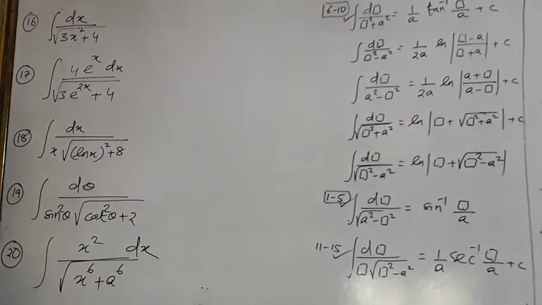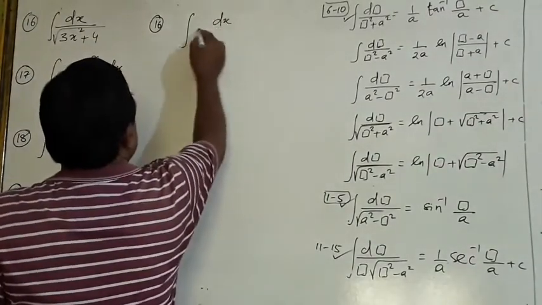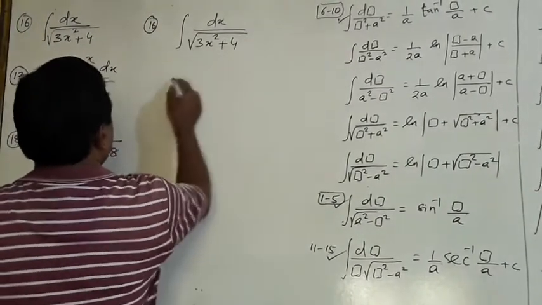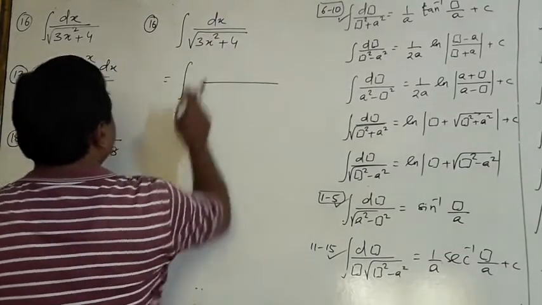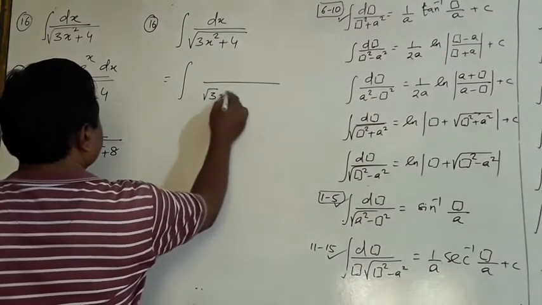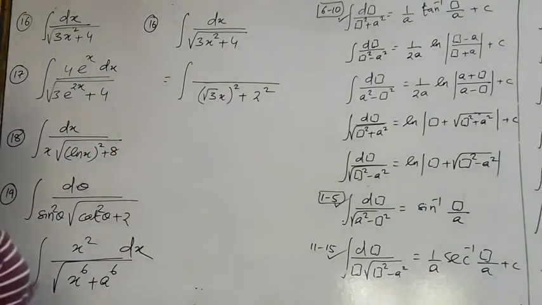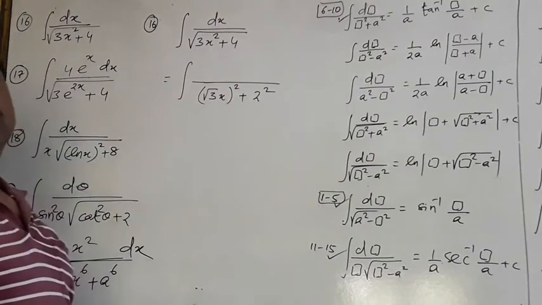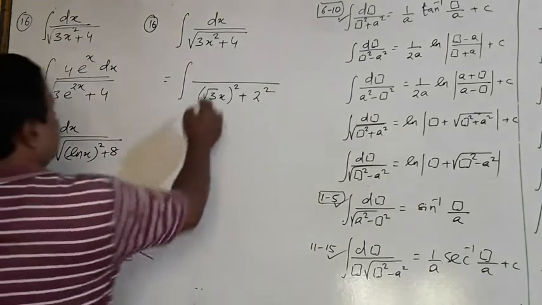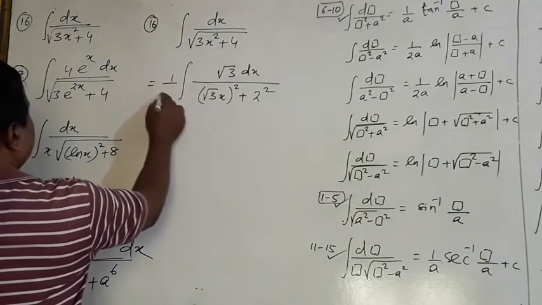Okay? Look at this problem first. See, 1, 2 problems. It is dx by root over 3x square plus 4. Whose square is 3x square? It is root 3x whole square plus 2 square. What is the derivative of root 3x? The variable is root 3x, and its derivative is root 3. So multiply root 3, then divide root 3. It is 1 by root 3.